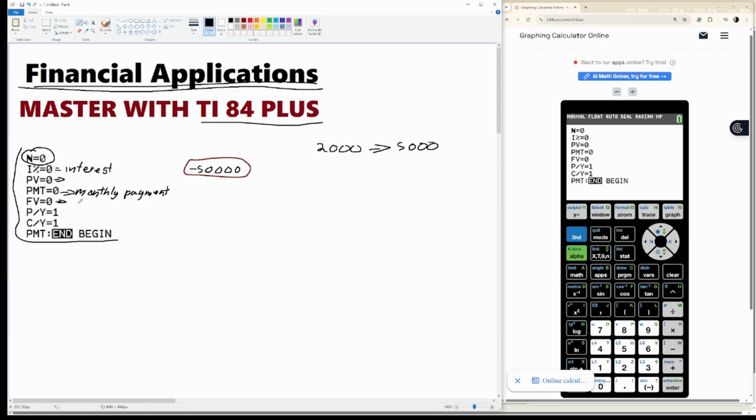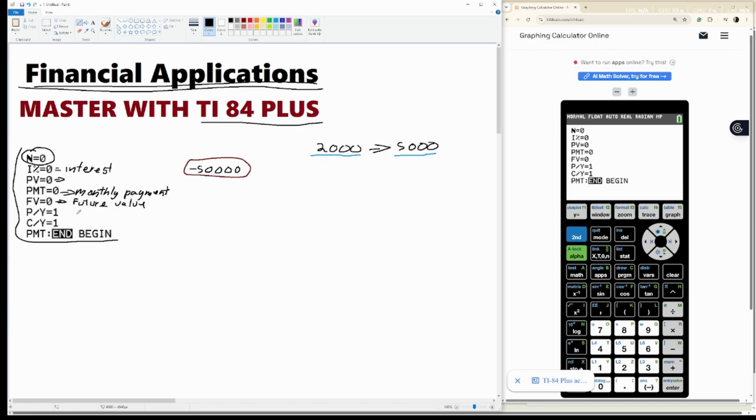FV, that should be quite simple. This is the future value of your money. If I put, I don't know, $2,000 in, and it will soon be 5,000, then 5,000 is the future value.